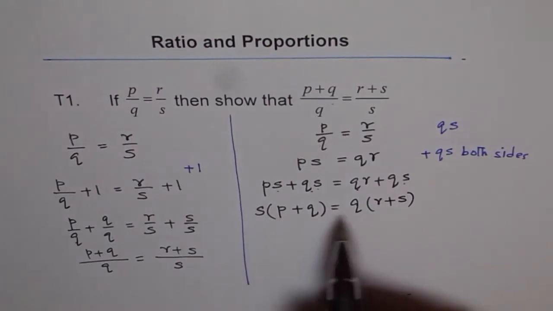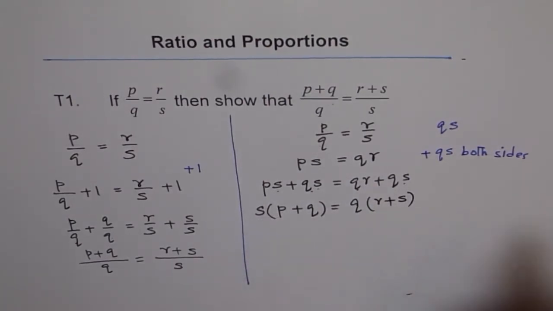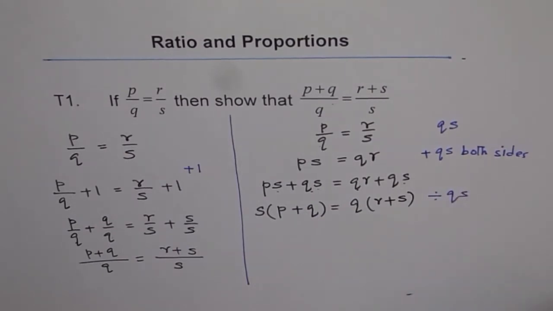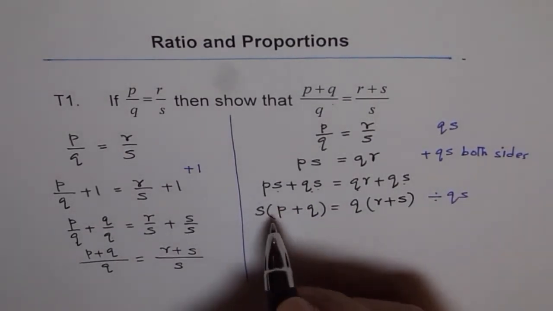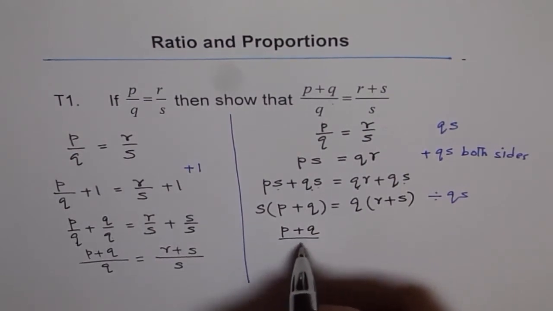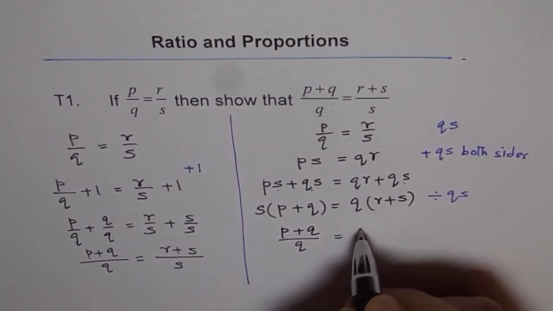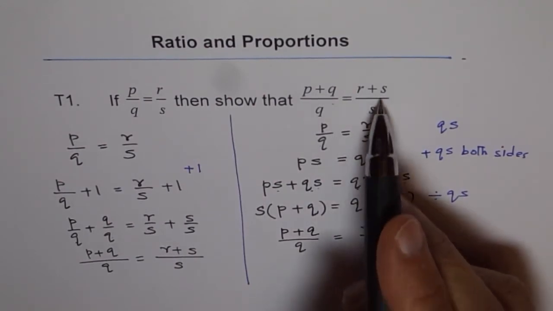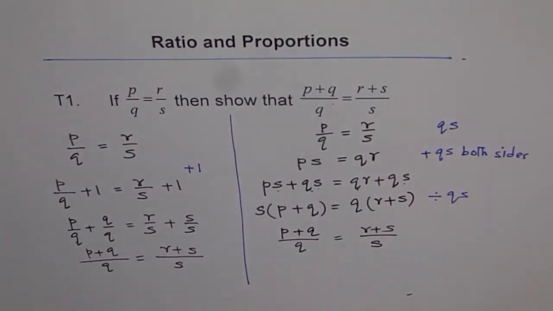Now let's divide both sides by QS. So what do we get? We get (P plus Q) divided by Q equals (R plus S) divided by S. What we wanted. Do you see that? So this is an alternate way of proving the same thing.